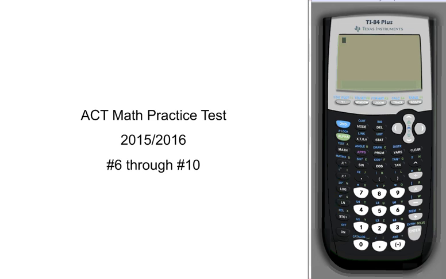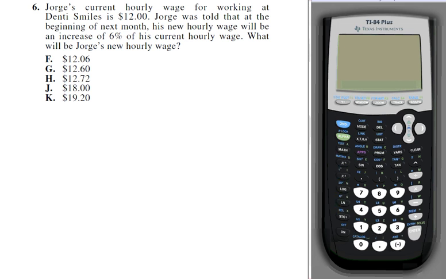So let's get started. Number 6 says George's current hourly wage for working at Denty Smiles is $12. George was told that at the beginning of next month, his new hourly wage will be an increase of 6% of his current hourly wage. What will be George's new hourly wage? All right, this is a simple increase of 6%, so I'm just going to use the calculator real quick. 12 times 1.06, that way I've got 100% plus 6% more, and I get 12.72, which is H.